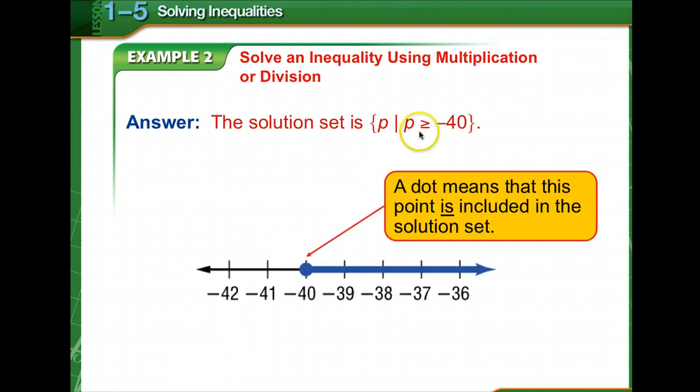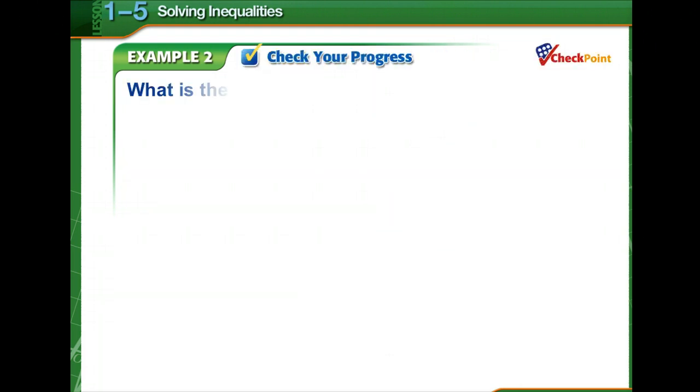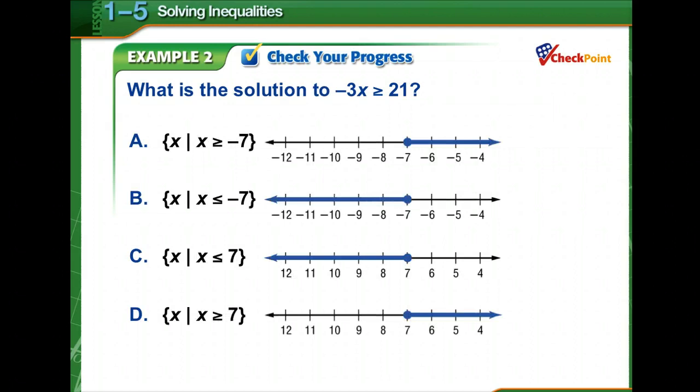Because it says greater than or equal to, we're going to have a closed circle or a dot. That means that this solution is included in the solution set. And so anything from negative 40 and greater is in the solution set. Time to check your progress. So pause the video and restart it when you're ready to check your answer.